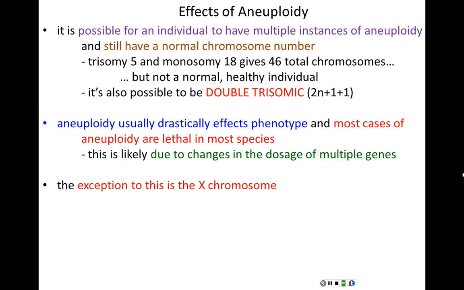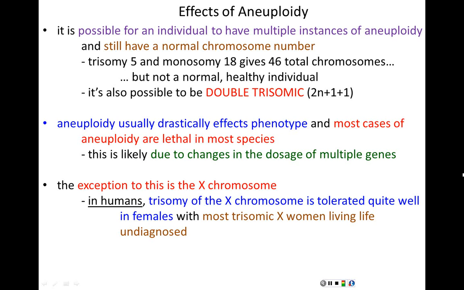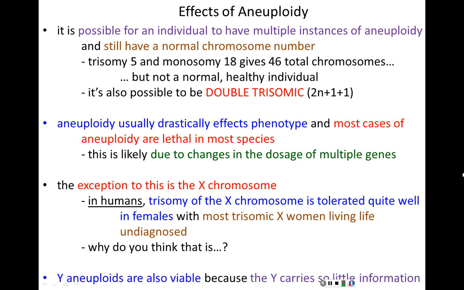There is an exception to this, however. The exception to this almost complete lethality is the X chromosome. In humans, especially in females, trisomy of the X chromosome is tolerated quite well. We said this in our sex determination lecture. In fact, most trisomic women for the X chromosome are living life completely undiagnosed. They don't even know they have trisomy X. Why do you think that is? I want you to think long and hard about that. I'm not going to define it for you. I want you to think about that as this lecture goes on.